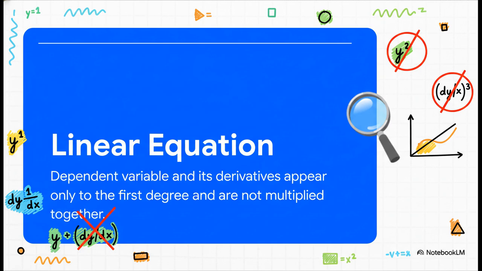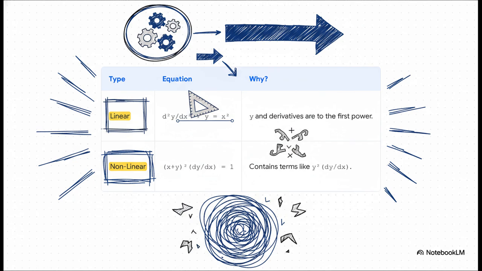Rule number 1, the dependent variable, usually y, and all of its derivatives can only show up to the first power. No y squared, no y cubed. Rule number 2, you can't have y and its derivatives multiplied together. If an equation breaks even just one of those rules, boom, it's nonlinear. This table makes it pretty darn clear.